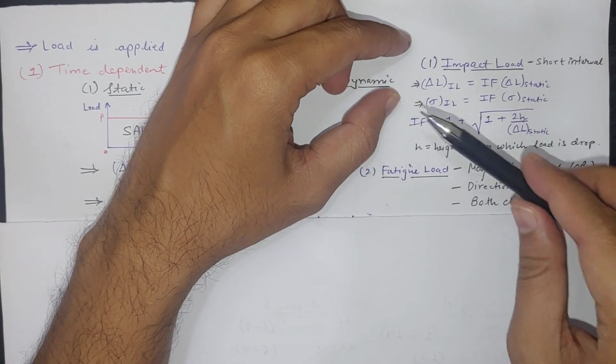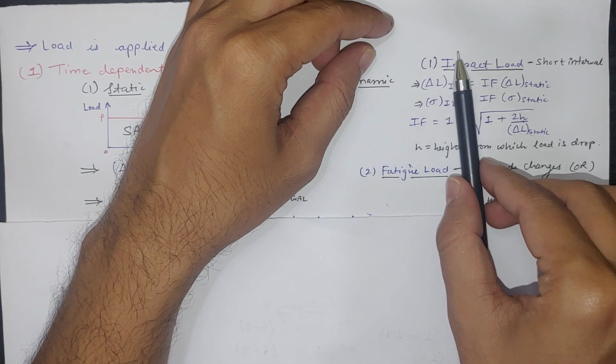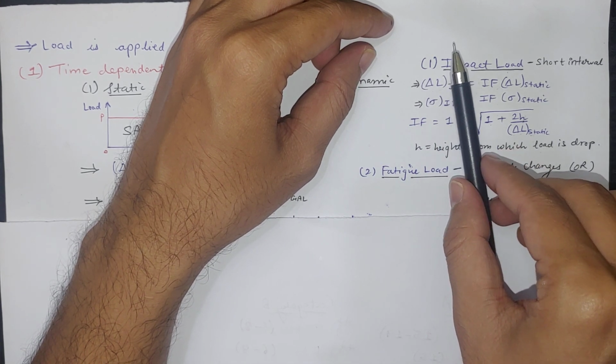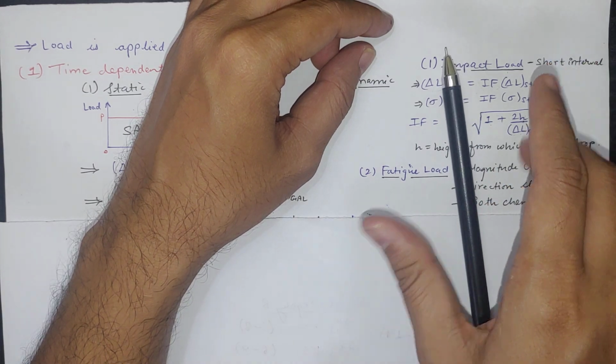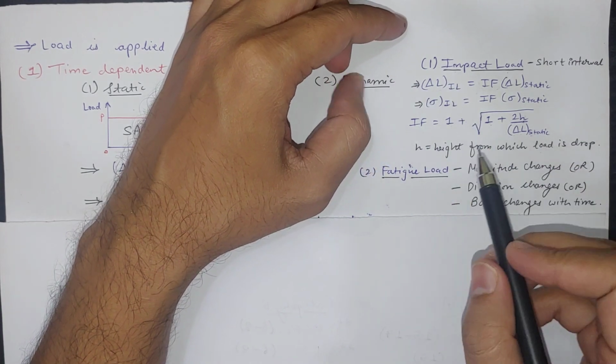In gradual load, we simply lower our load slowly, like I lower this pan slowly onto the table. But in suddenly applied load, I simply release the load when it touches, and in impact load I drop it from a certain height. So that is the basic difference.